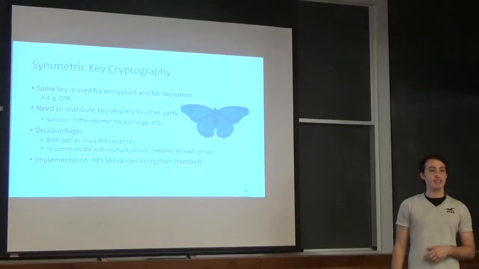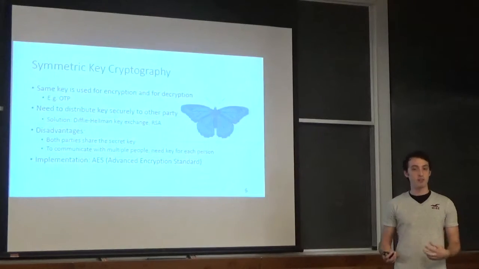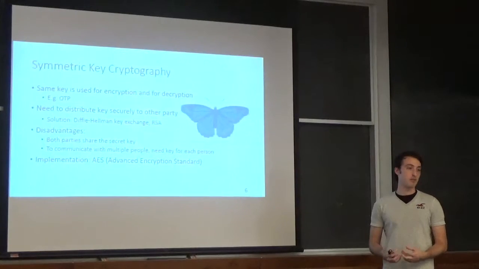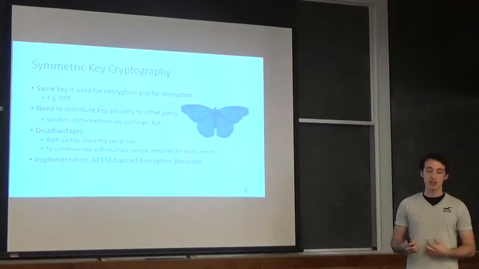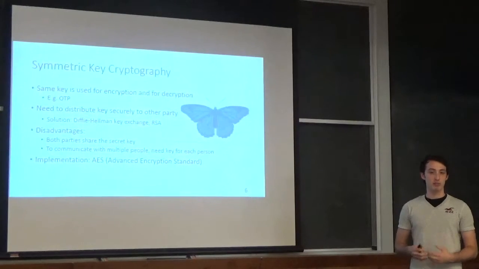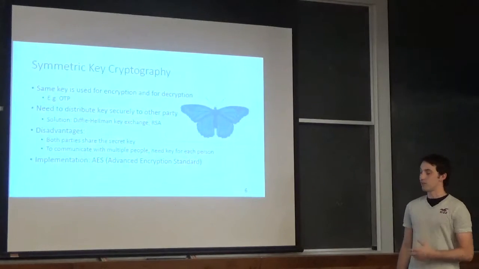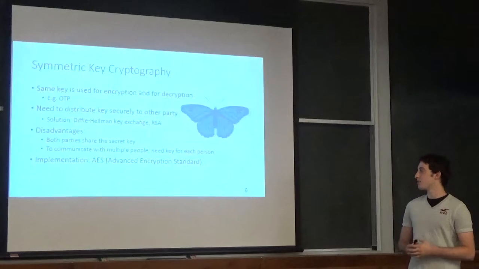So the one-time pad is an example of something called symmetric key cryptography, where Alice and Bob, the two parties, use the same key for encryption and for decryption. You need to distribute this key securely to the other party, which again presents one of the difficulties I discussed before for the one-time pad. But a solution that people use without actually having to meet up nowadays is Diffie-Hellman key exchange, and they also use the RSA cryptosystem to do this.